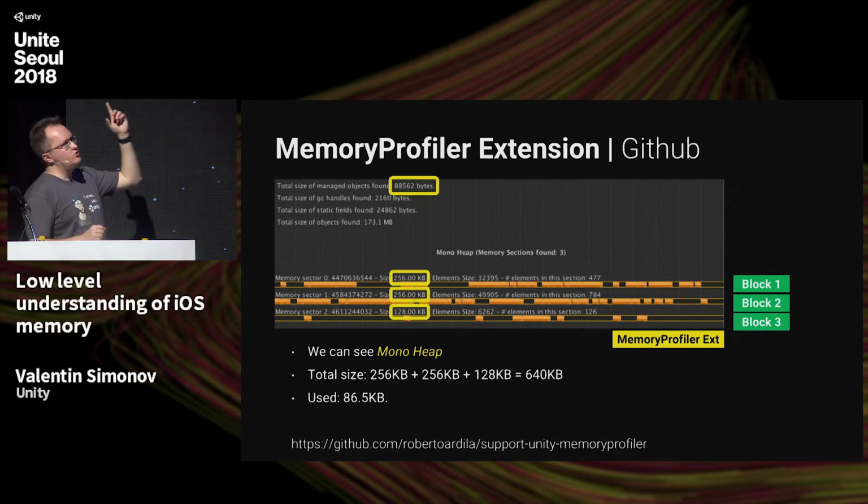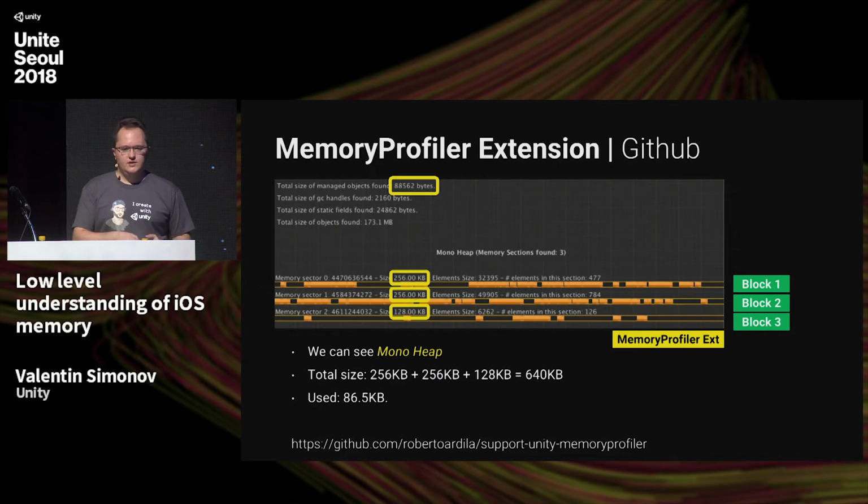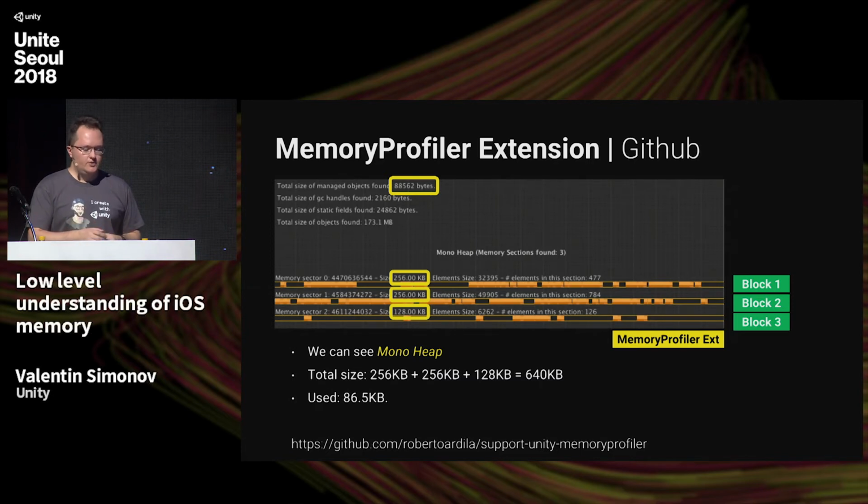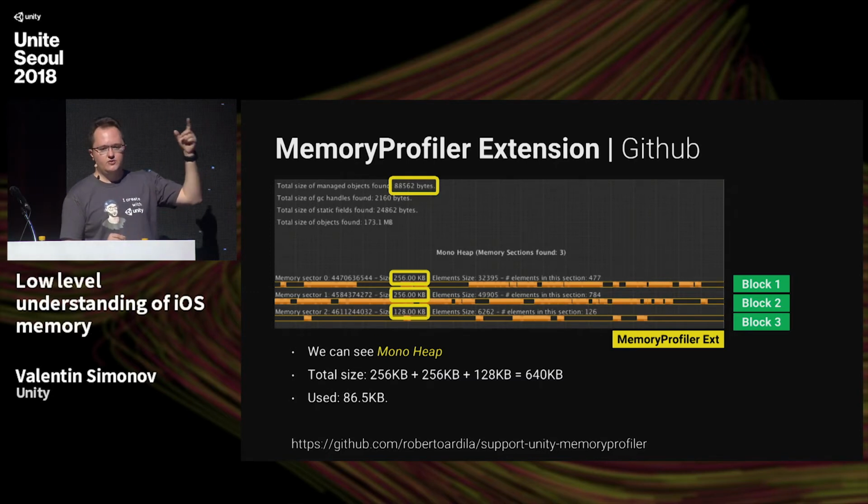But this tool also shows the total sum of all managed objects in mono heap. And you can see that it's actually a much lower number. It's 86 kilobytes. Also note the fragmentation of the heap. Like the objects are all over the place.